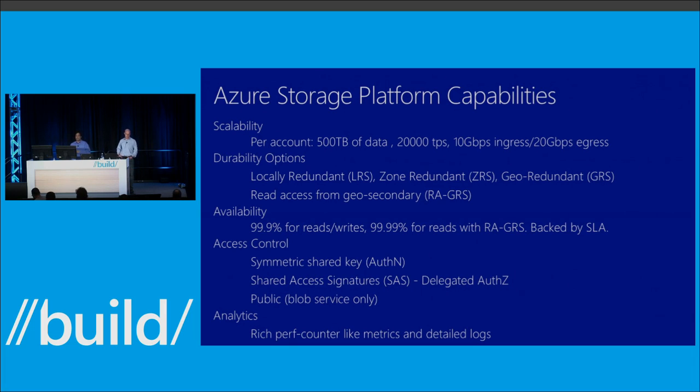If you look at scalability, per account we can do 500 terabytes of data, 20,000 transactions per second, and up to 10 gigabits of ingress or 20 gigabits of egress. You have multiple durability options. We're the only cloud storage provider to provide automatic geo-redundant storage, where your data is asynchronously copied from the one data center where you're writing to another data center at least 400 miles away. We also provide SLA guarantees on our availability. And we do have multiple access control and analytics capabilities, but I'll let my colleague Jason walk you through those things with demos and other things. So Jason, over to you.